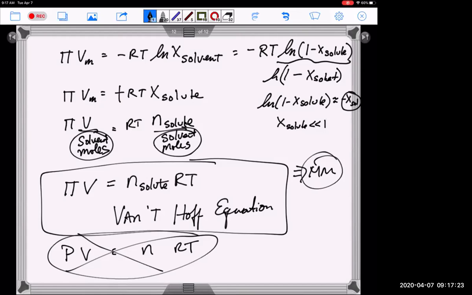When you went from X of solute to N solute over N solvent, are you finding the mole fraction of solute? Because then wouldn't it be N solute over N total? Yeah, you're absolutely right. This would be N solute over N solute plus N solvent. That would be X solute. But what we're saying is this is more or less N solute, the N total is more or less N solute.